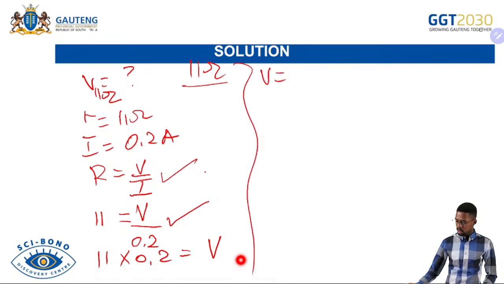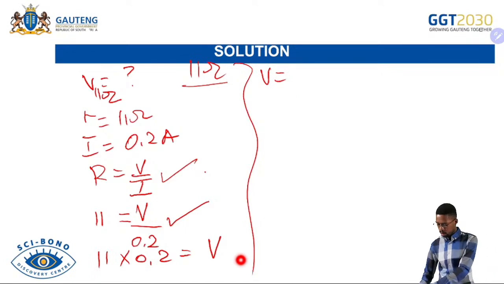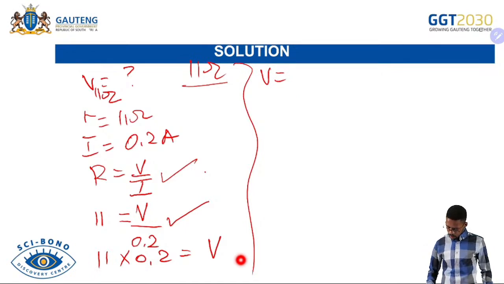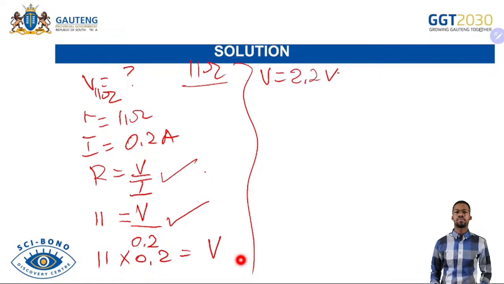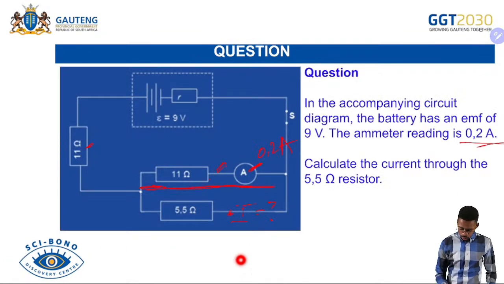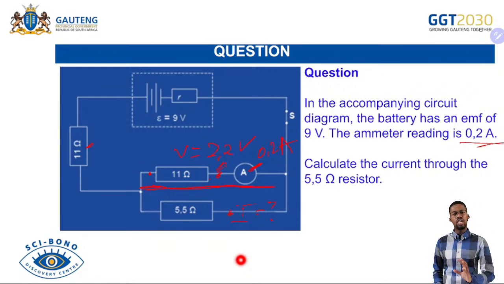Therefore, V will be, you take your calculator, 11 times 0.2, and then your answer will be 2.2 volts. So you only have the value of the potential difference across the 11 ohm resistor, V, which is equal to 2.2 volts. And now you need to apply the knowledge of series and parallel circuits. And what did we say? We said that if resistors are connected in parallel, their potential difference is the same.